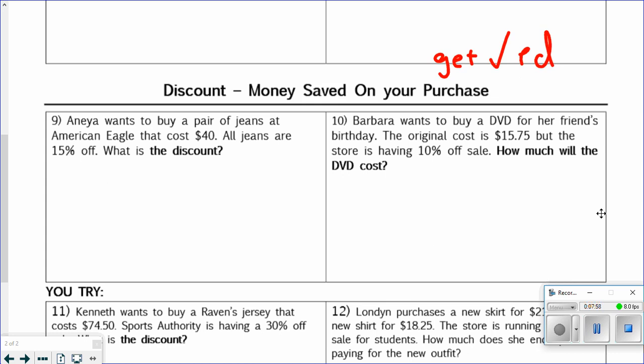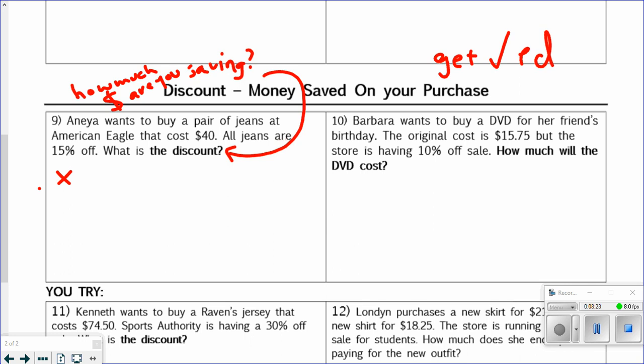So number 9 says Anaya wants to buy a pair of jeans in American Eagle. They cost $40. All jeans are 15% off. This one just says, what is the discount? Meaning, how much money are you saving? Okay, so how much money are you saving is the same question as what is the discount. Okay, so we're going to use the same setup. We don't know the discount over the original cost, and we know it's going to be the percent over $100.